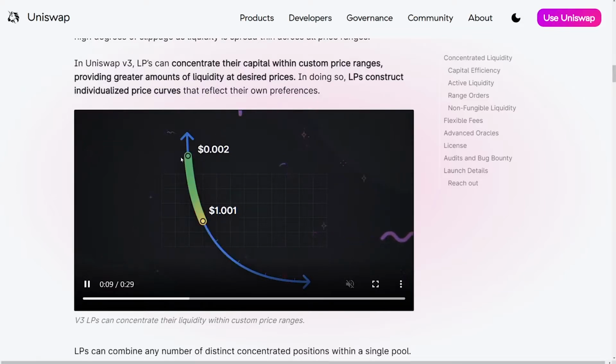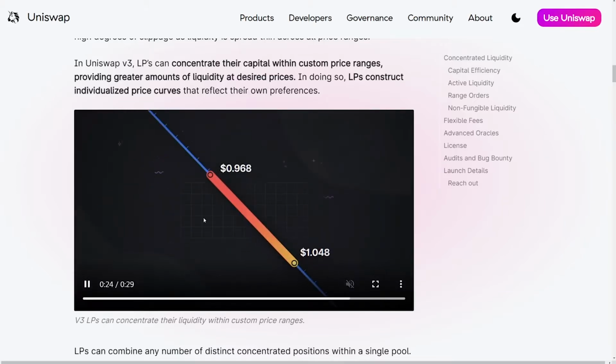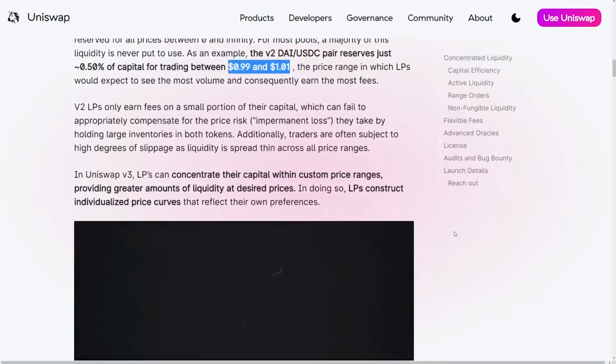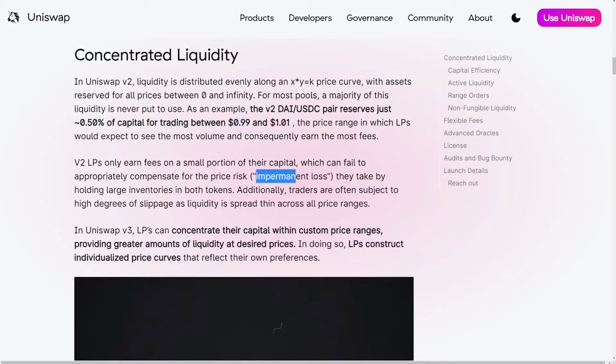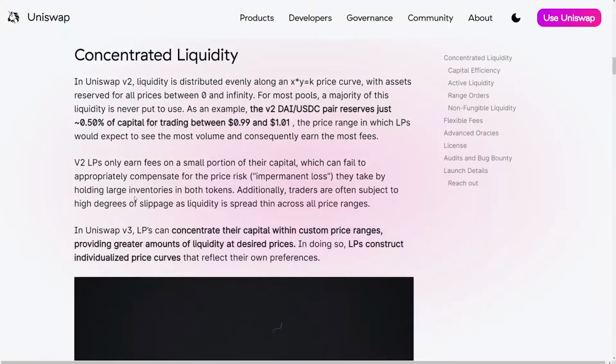So you can say you will just provide in this range or this range over here, depending on your preferences, because you know that for example in this range there will be the most trading happening and you don't want to be providing liquidity for a range which is not used at all. So these who provide the liquidity are called the liquidity providers, so LPs for short.